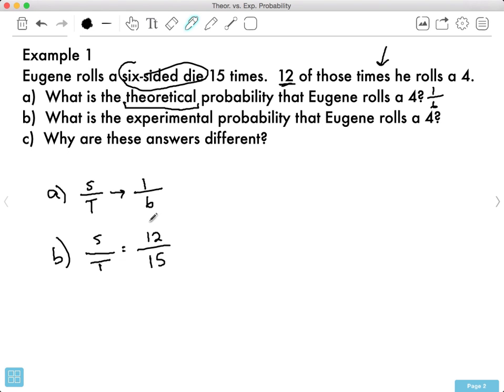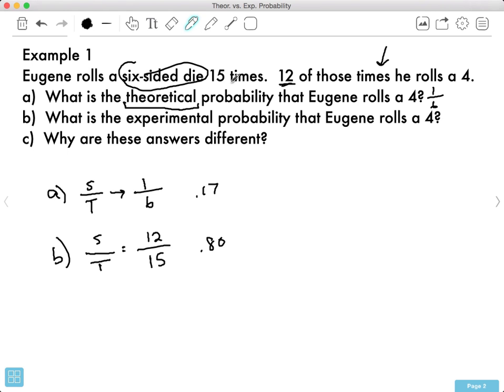1/6 equates to approximately 17%, and 12/15 is 80%. So this die is a little weird, I guess, because we got 80% for what actually happened versus 17% for what should happen. So why are they different? Well, there could be a lot of explanations for that. The die could be weighted, which is a way that people cheat.